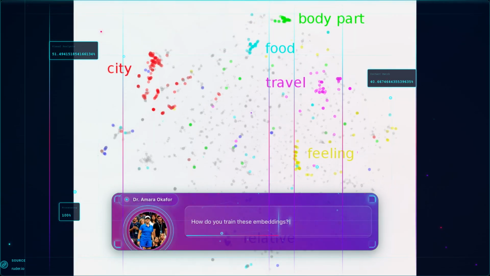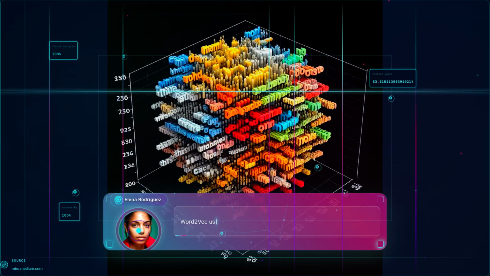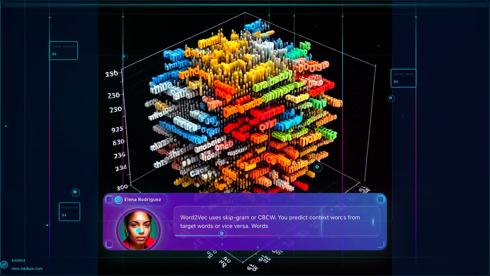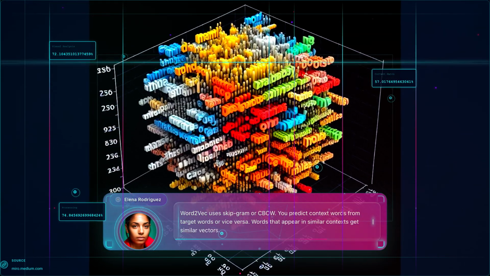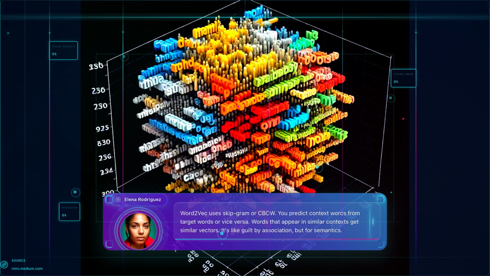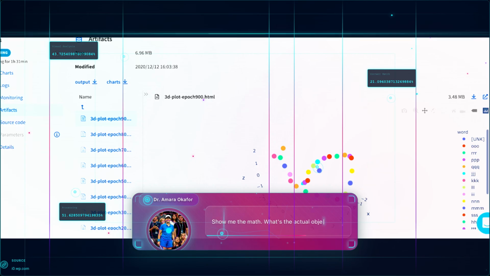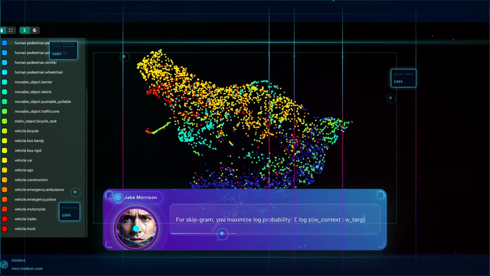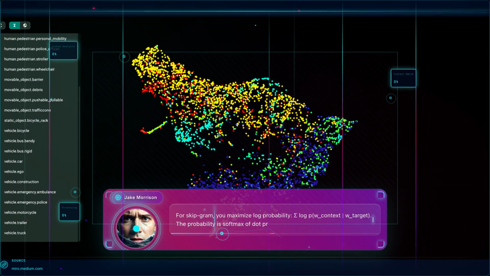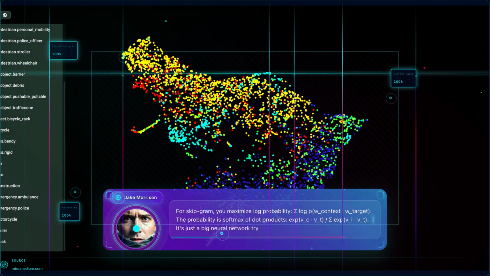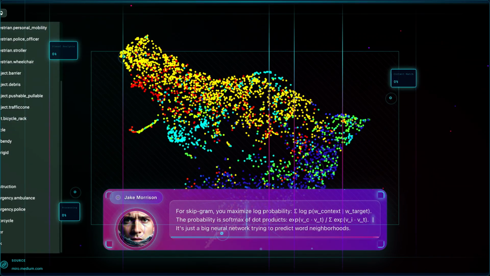How do you train these embeddings? What's the learning objective? Word2Vec uses skipgram or CBOW. You predict context words from target words or vice versa. Words that appear in similar contexts get similar vectors. It's like guilt by association, but for semantics. Show me the math. What's the actual objective function? For skipgram, you maximize the log probability, sum of log P(w_context | w_target). The probability is a softmax of dot products, exp(u·v_c) / sum exp(u·v). It's just a big neural network trying to predict word neighborhoods.